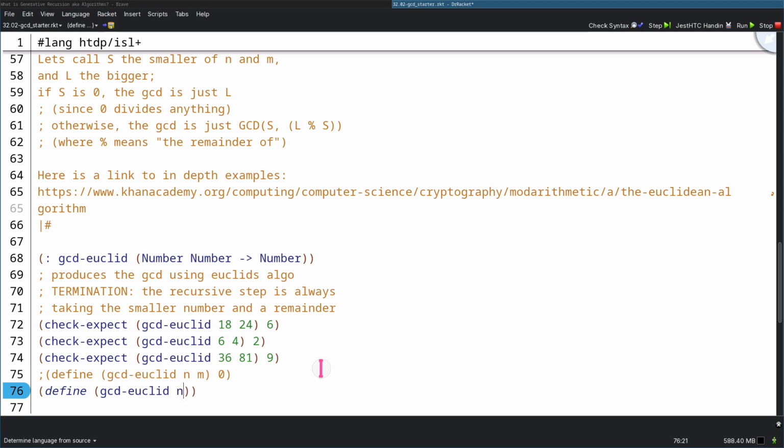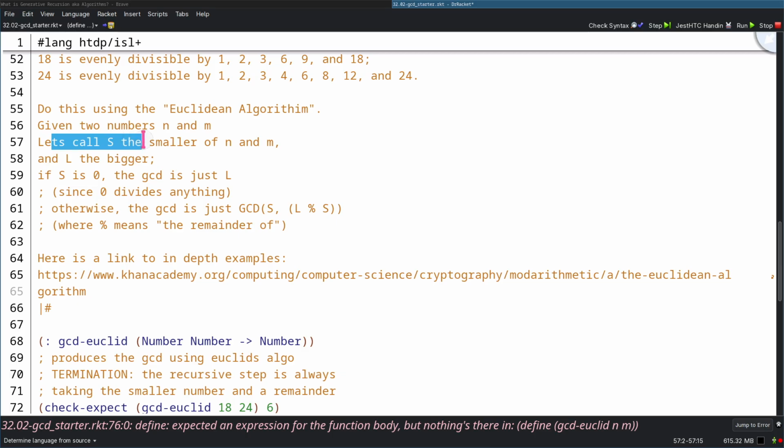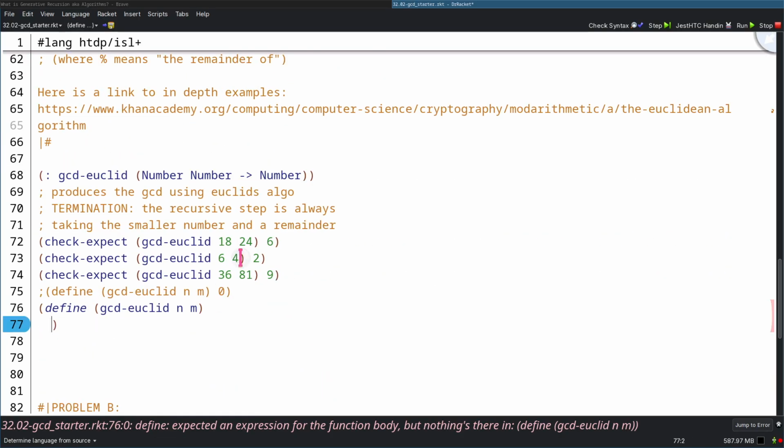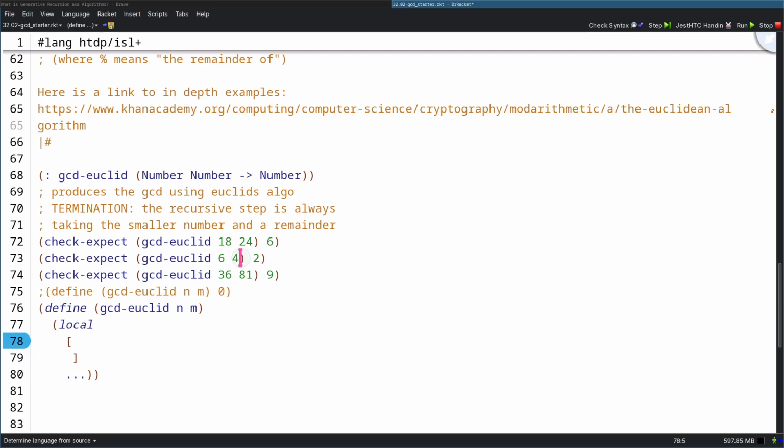Euclid. All right, so it takes in two numbers, n and m, and it says that let's call s the smaller of n and m and l the bigger. So that tells us immediately that we're going to need a local, because we need to keep track of which one is smaller and which one is bigger. All right, so local, and then there we go. We can put dot dot dots there while we work this out.